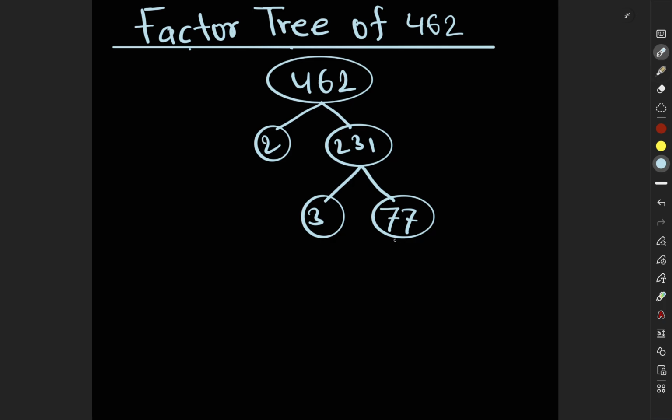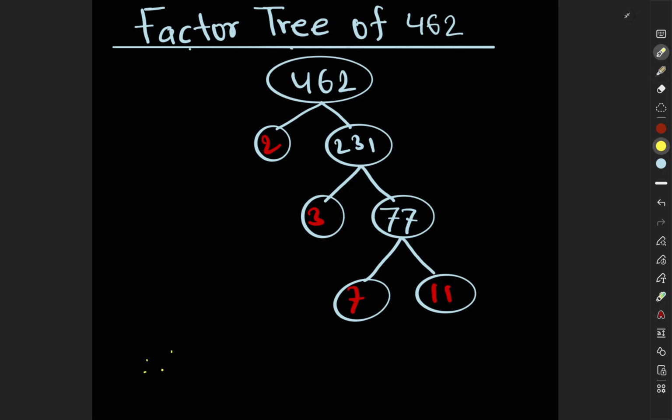77 can be written as 7 and 11. 7 times 11 is 77. So now we select the prime numbers among these numbers. So prime numbers here are 2, 3, 7 and 11.